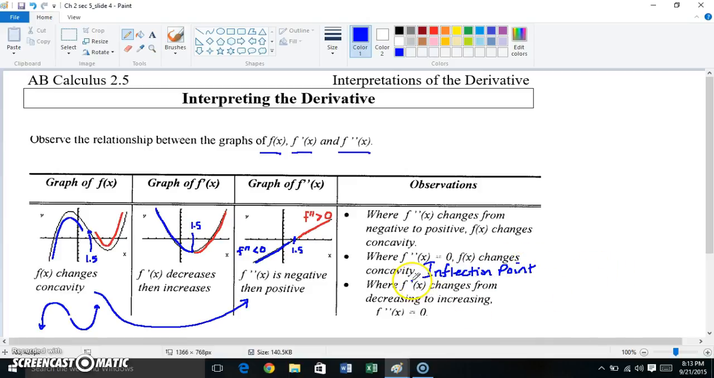Okay, where f prime of x changes from decreasing to increasing, notice that's the same location where f double prime of x equals 0. Decreasing, increasing, that location is a 0. This location is like a minimum on our first derivative. It creates a 0 on our second derivative. Just like the maximum and the minimum value on our function created zeros on our first derivative.